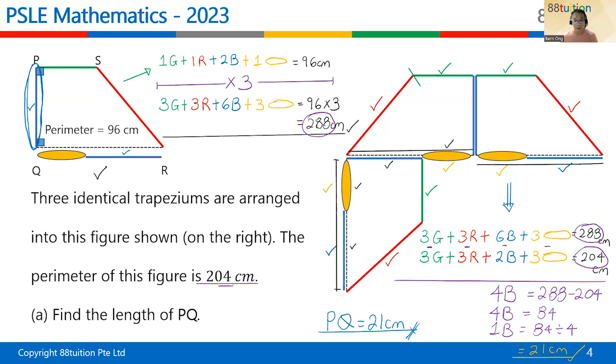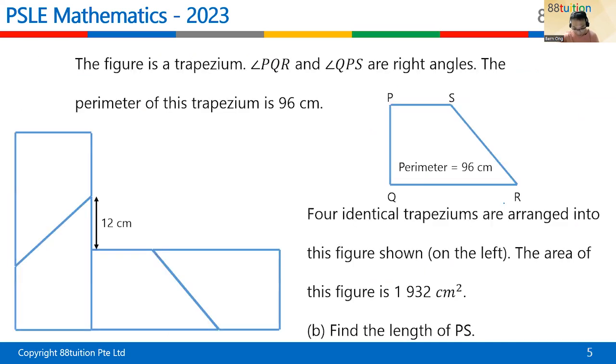There is a part B. All right, moving forward. So we know that PQ is 21 cm. This one is 21 cm. Let me put it back in. Let's take a look at the part B. 4 identical trapeziums are arranged into this figure shown on the left. Oh, yeah, like an L shape. The area of this figure is 1932 cm squared.